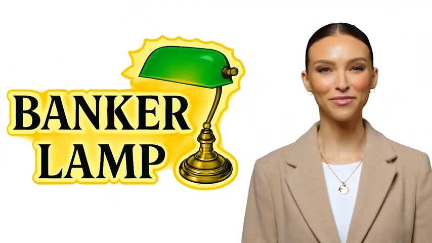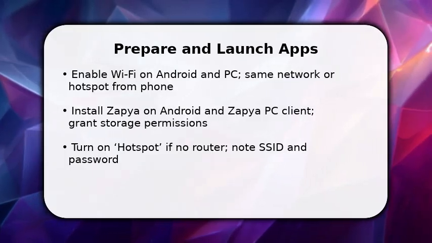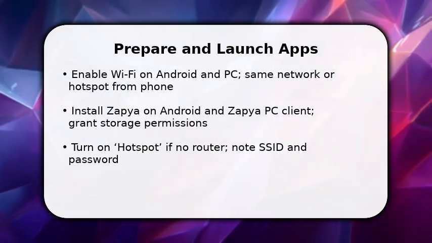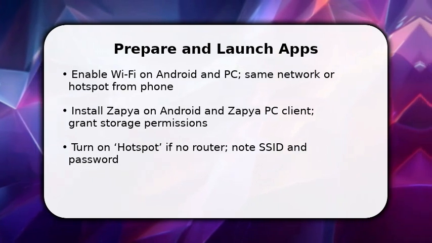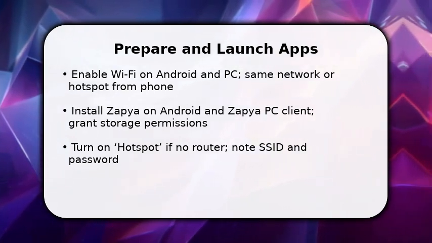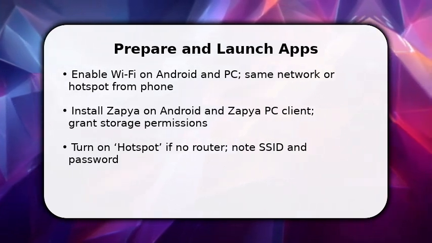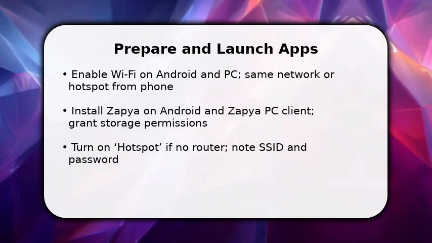Please enjoy the video. You start by confirming essentials, both devices on the same Wi-Fi or your phone acting as a hotspot. Once done, install Zapya on Android and the Zapya PC client and grant storage and location permissions so transfers work. Next, open Zapya on both devices.